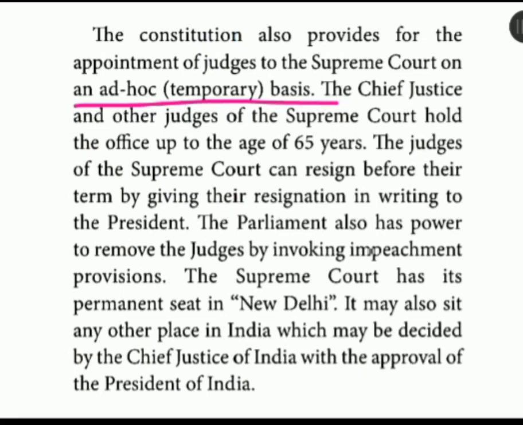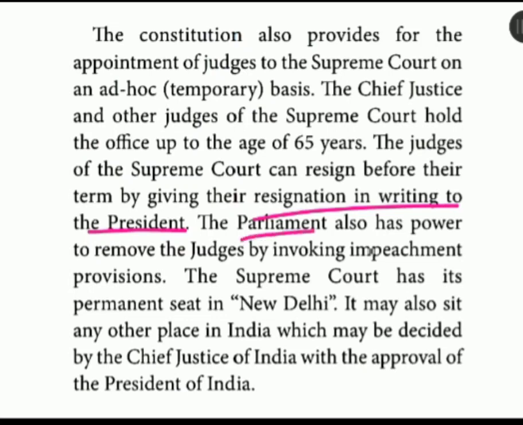Then how many years can they work as a Chief Justice or as judges of the Supreme Court? There is an age limit: till 65 years of age only they can work as a Supreme Court judge as well as the Supreme Court Chief Justice. Then judges of the Supreme Court can resign, that is their interest. When they are resigning, they have to hand over the resignation letter to the President, because the President only appoints these persons. So that's what I am telling.